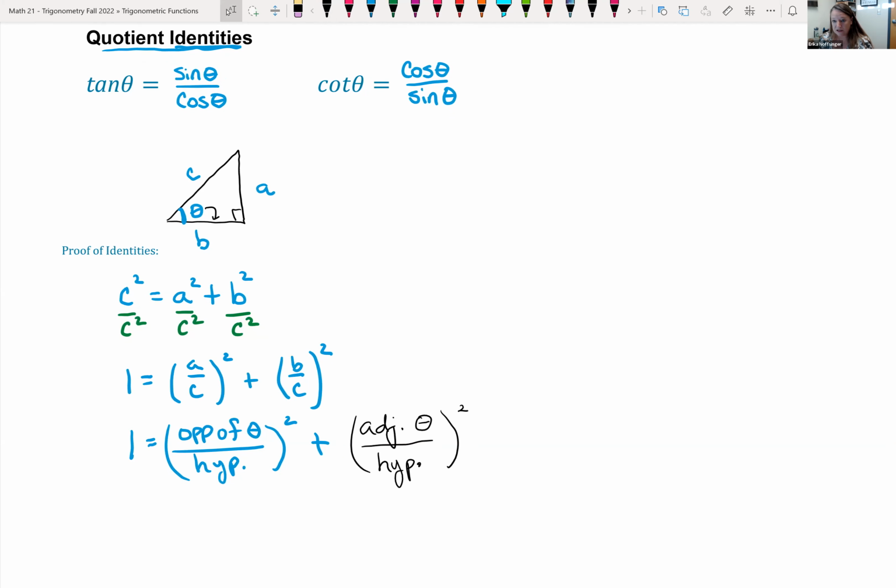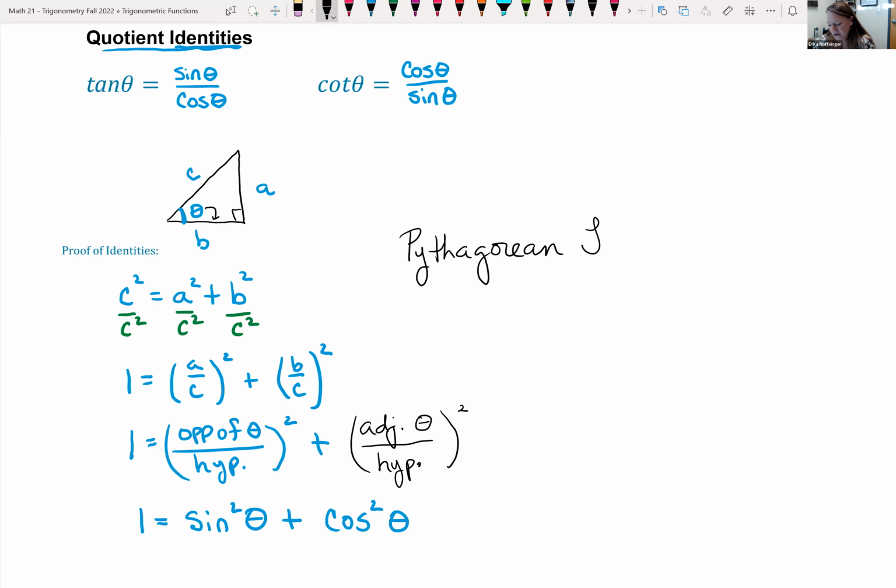sine squared theta plus adjacent over hypotenuse. So that adjacent over hypotenuse is cosine squared theta. Okay, I just proved a different identity. So this is one of our Pythagorean trigonometric identities.